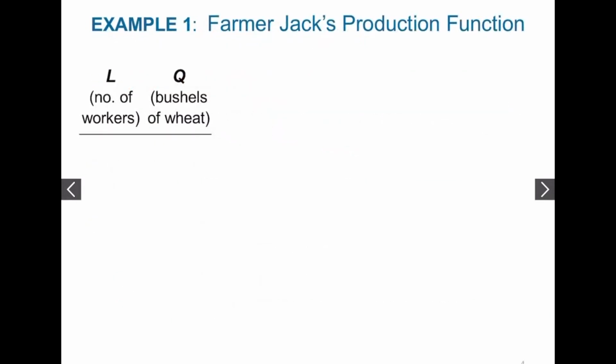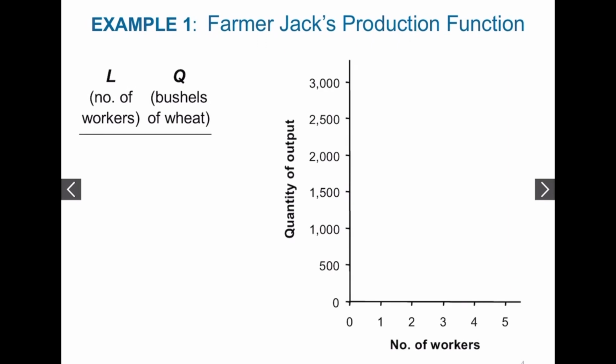In this example, L means the number of workers Jack hired, and Q is the bushels of wheat the workers produced. In this graph, we can see that the y-axis is the quantity of output, or the number of bushels of wheat. And the x-axis is the number of workers Jack hired to produce this wheat.